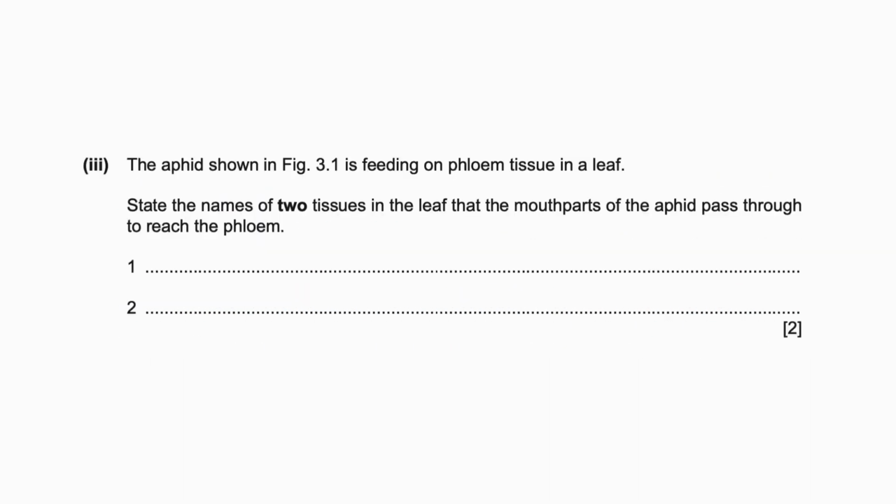The aphid shown in Figure 3.1 is feeding on phloem tissue in a leaf. State the names of 2 tissues in the leaf that the mouthparts of the aphid pass through to reach the phloem. This would firstly be the upper epidermis, then the palisade mesophyll, then spongy mesophyll, and you could even say xylem. So any 2 of these options is correct.